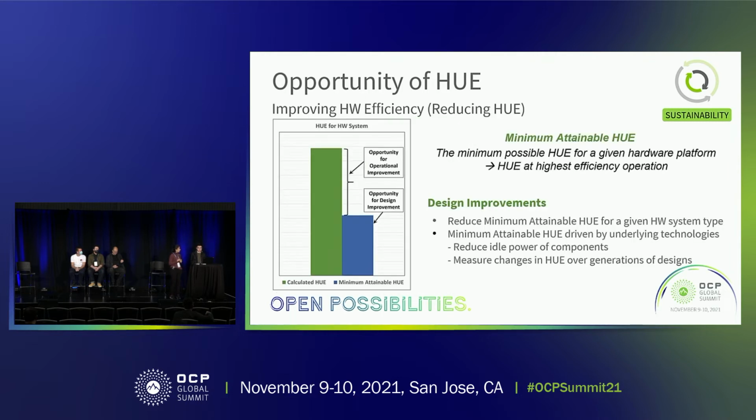Let's take a closer look at how we can improve the hardware efficiency and reduce our HUE. If we look at the graph here, the green line represents the HUE for a typical platform, and the blue one defines the minimum attainable HUE. So what exactly is this minimum attainable HUE? Minimum attainable HUE can be defined as the HUE that a platform can achieve when it is at its most efficient. It is directly related to the kind of technology that these platforms implement.